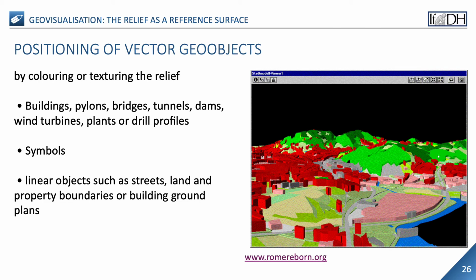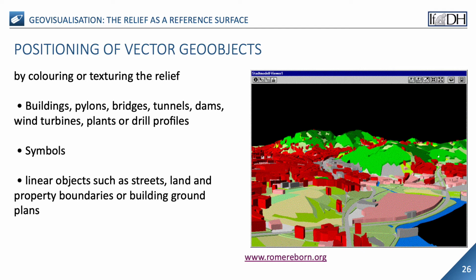Similar to the segmentation of building models, it is important for working with terrain models to group individual parts such as structures, pylons, bridges, tunnels, dams, wind turbines, plants or bore profiles into classes. This can already be done when positioning vector geo objects in the terrain model by coloring or texturing the relief. Here, for example, is a simple terrain model of ancient Rome where the residential buildings are colored red. But also linear objects such as streets, land boundaries or building ground plans can be marked in this way.